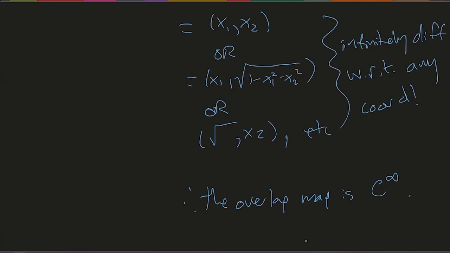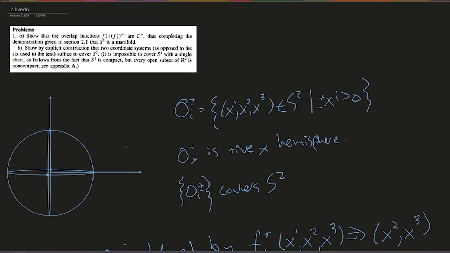Now in part B, let's see. He asks us to show by explicit construction that two coordinate systems, as opposed to the six used in the text, suffice to cover S2. So we can go ahead and do this. There are a number of more complicated ways to do this that I've seen online, but I'd like to keep things simple. So my solution is just this.